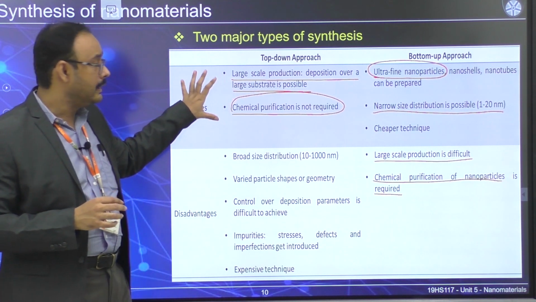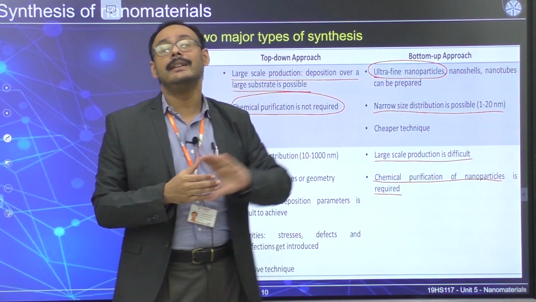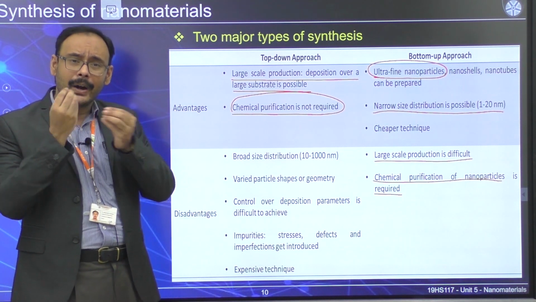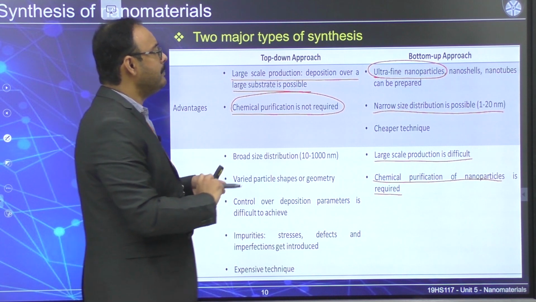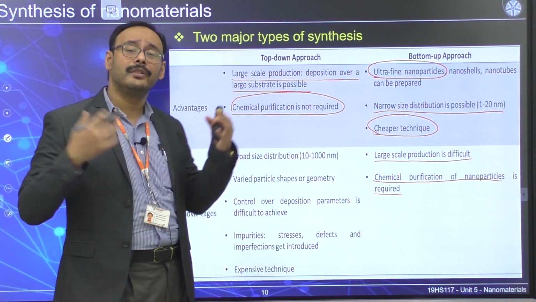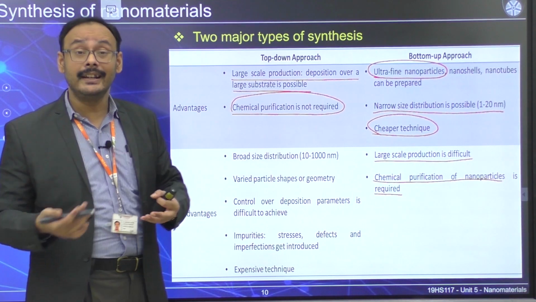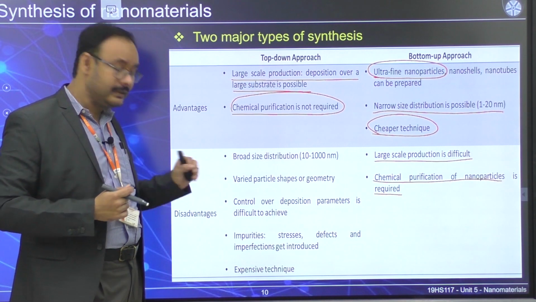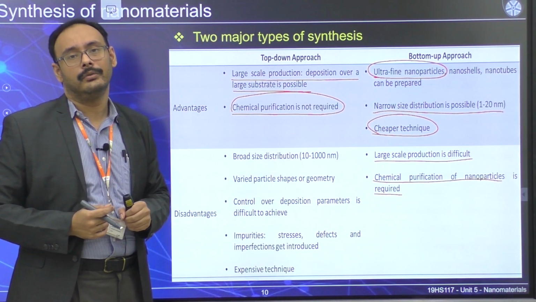So in top-down, it's a bit tricky to get to that narrow size distribution, whereas in this case, it is relatively easy to get to that narrow size distribution. That means in most cases, the particles are of the same size. Okay? And it's a bit cheaper technique as compared to top-down, because top-down, in certain cases, requires a huge instrument. Okay, there is some instrumental cost associated with it. Maintaining the instrument is another headache. So all these things come into the disadvantages of top-down approach, whereas in this particular case you don't have to worry about that too much.